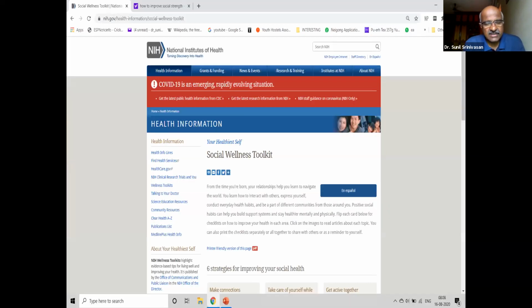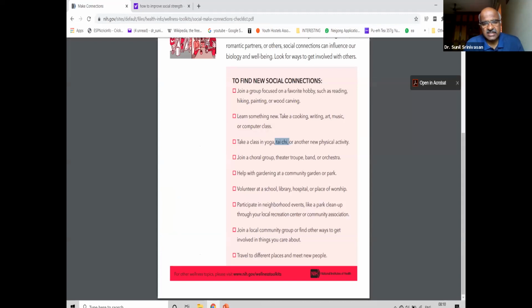We come to the last domain, the social wellness domain. I went into the National Institutes of Health website, and they have plenty of toolkits for improving your social health. I just opened one of the toolkits called Social Connections, and there you find an enormous number of tools for you to use. And Tai Chi I have underlined because I am biased towards it, but there are plenty of tools you can find in them. But unfortunately, most of these tools are from pre-COVID times. You have to adapt to COVID times.